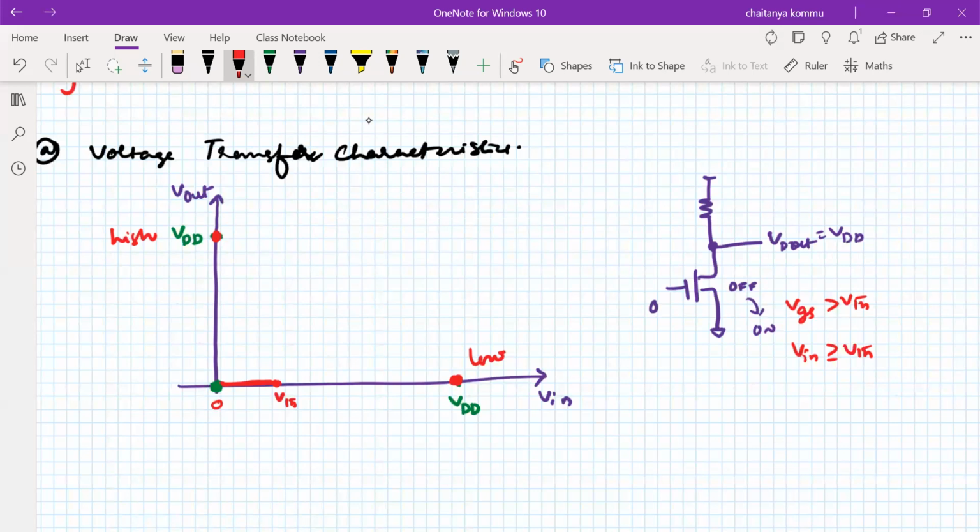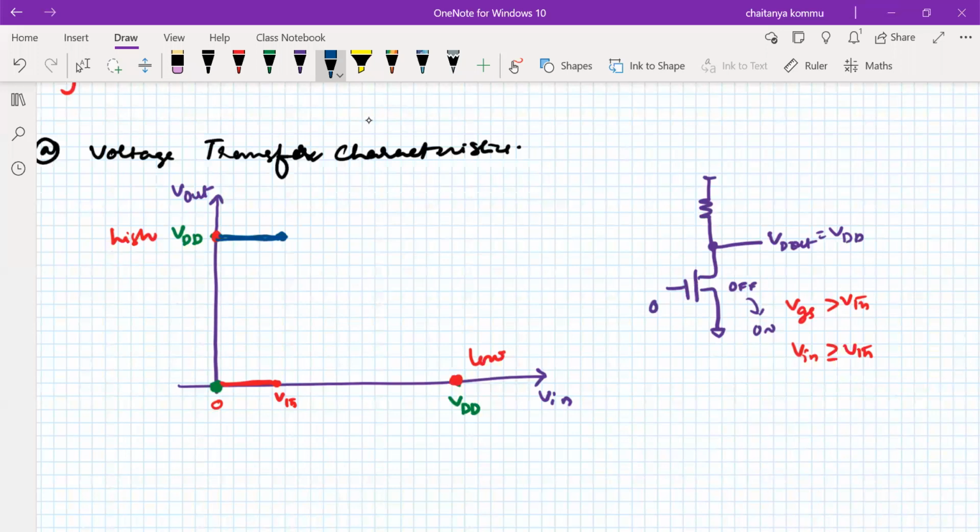When Vin is equal to the threshold voltage, up to that point, the transistor will be in the off mode only. So up to that point, Vout is equal to VDD only. Clear? So I can simply write Vout is equal to VDD up to VTH. Agreed? The output value remains at VDD as long as Vin is less than or equal to VTH.